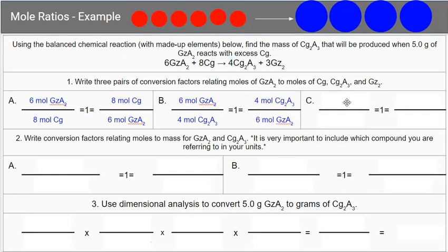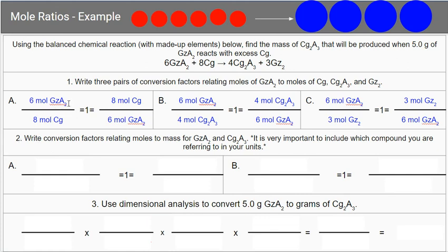And then finally, we can do the same thing and relate 6 moles of GZA2 to 3 moles of GZ2. And so we get these conversion factors. Now, we're not going to use all of these for the problem, but this is a good opportunity for you to practice writing these conversion factors. So next, we're going to write more conversion factors.